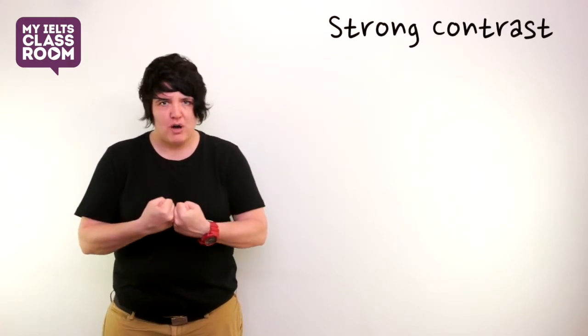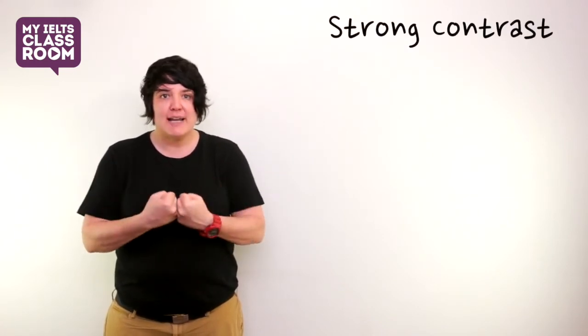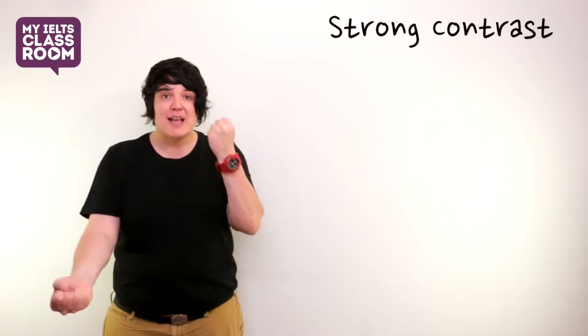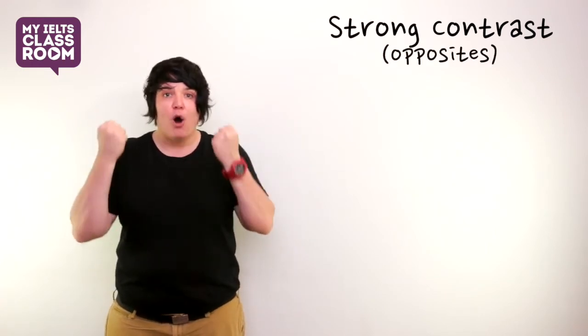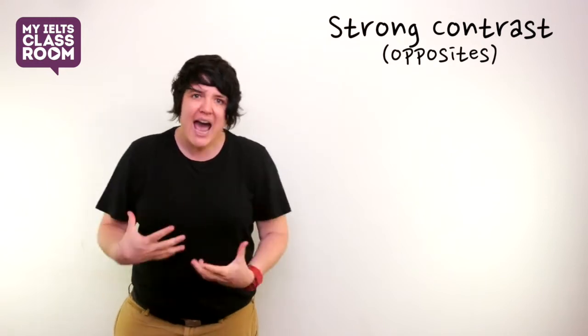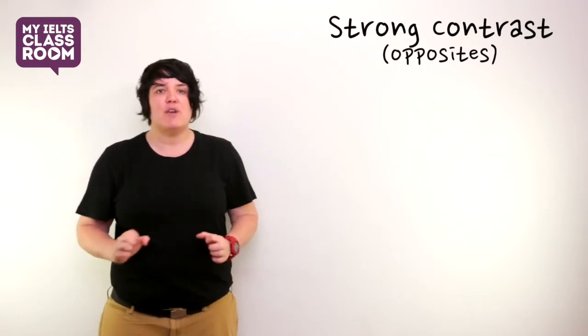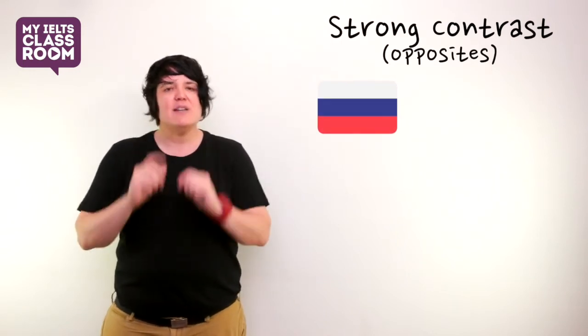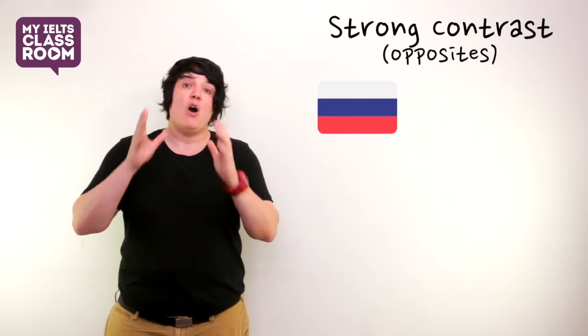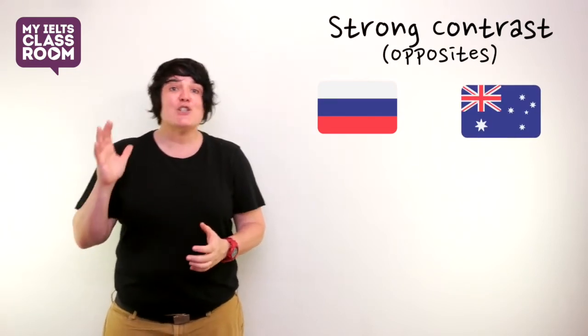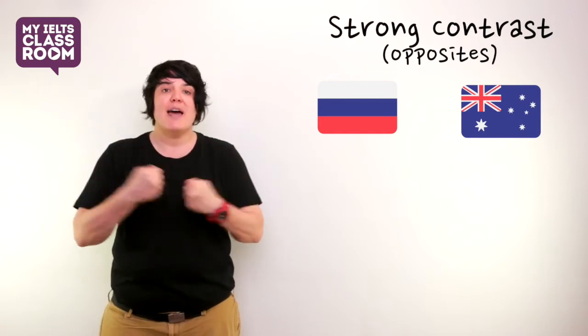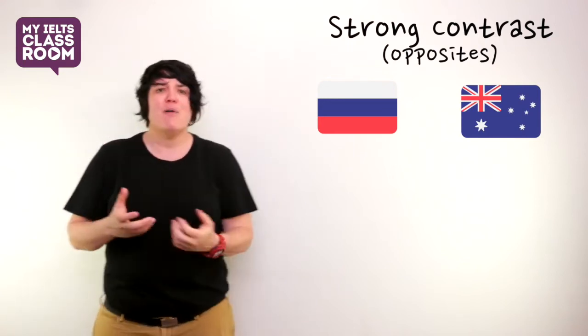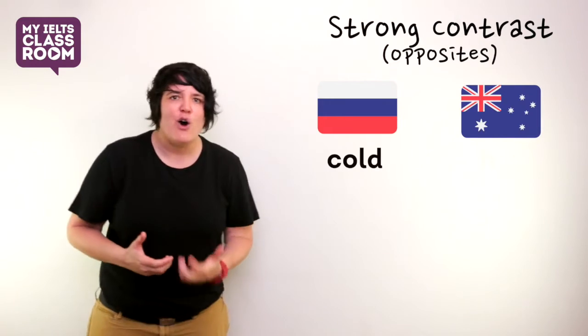Let's move on to the third. And our final type of contrast is strong contrast. Words that show the reader the ideas in the two sentences are absolute opposites. For example, now I am standing making this video from my home in Russia. But a few years ago, I didn't live in Russia, I lived in Australia. And for me, Russia and Australia are more or less opposite countries. For example, Russia is cold, Australia is hot.